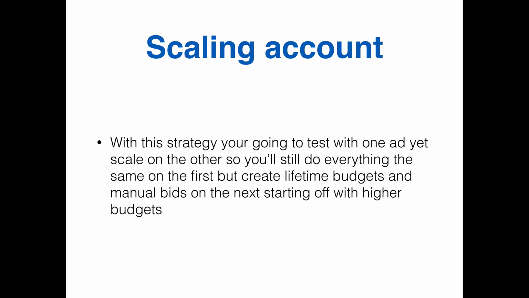All right. So now your scaling account. Similar to the manual bid one, with the scaling account you're only going to use lifetime budgets and higher budgets. You're going to use manual bids. Every time you find your winner on your original account, which will now become your test account, you're going to use this in order to scale.